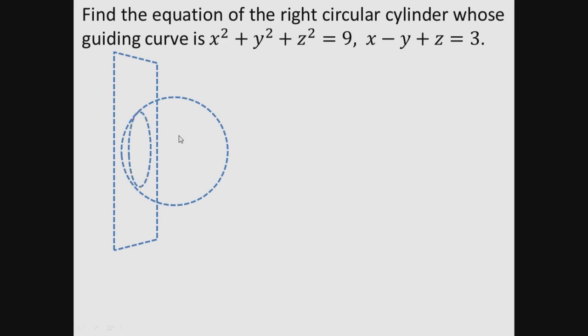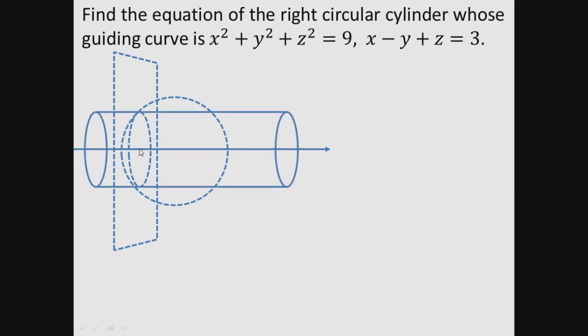And we saw how to find the equation of right circular cylinder if we know radius and equation of axis. So if we could find what is the radius of this circle, and if we could find what is the equation of axis, we can find the equation of right circular cylinder. Now here this is a circle, so we'll have axis passing through the center of that circle, and because of that we get cylinder like this.